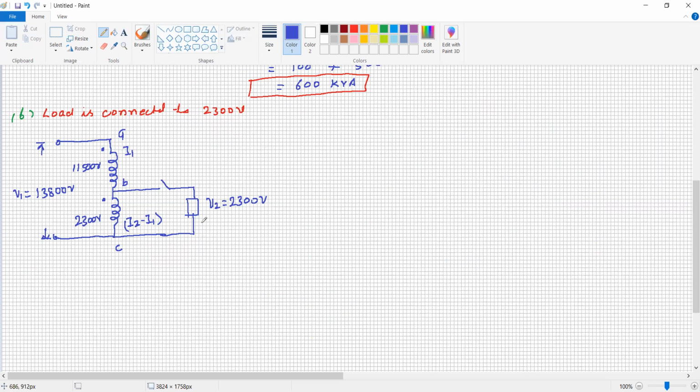So the kVA rating of auto transformer is equal to VAB into IAB by transformer action, plus VBC multiplied by current conducted IAB, which is equal to 11500 multiplied by 8.69 plus 2300.